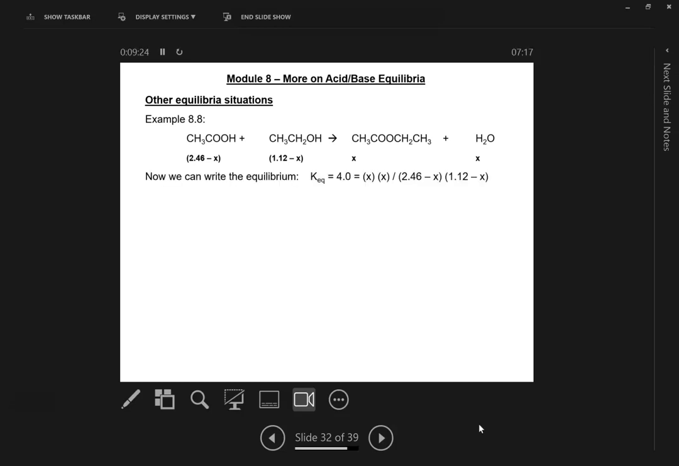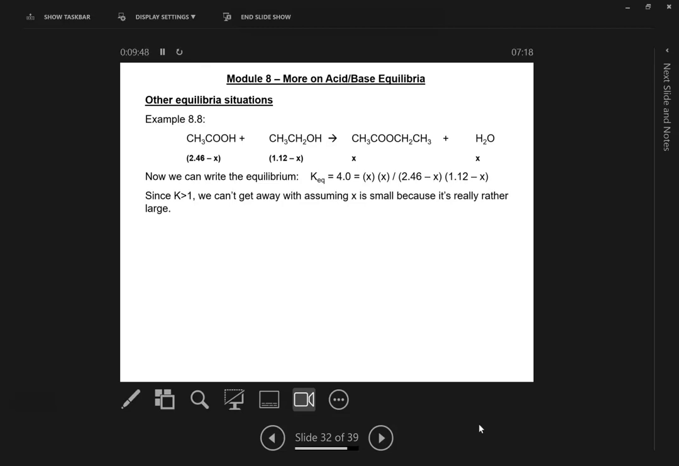So I'm just rewriting it to get it to the top of the page. So I write my expression. K is 4 times X squared divided by the product of these two first order quantities. But here's the issue, and this is why we're doing this problem. K is no longer smaller than 1. K is larger than 1.